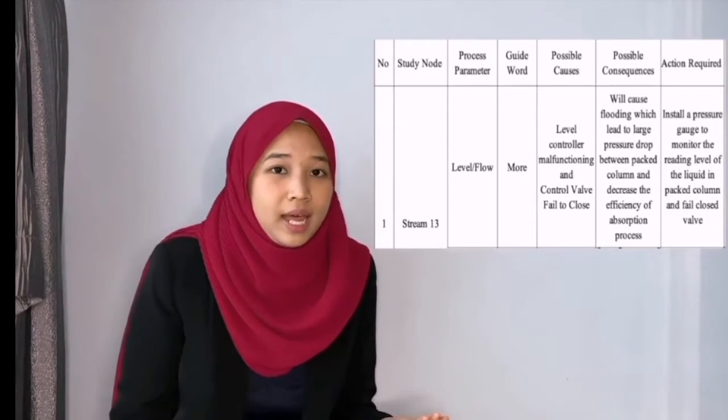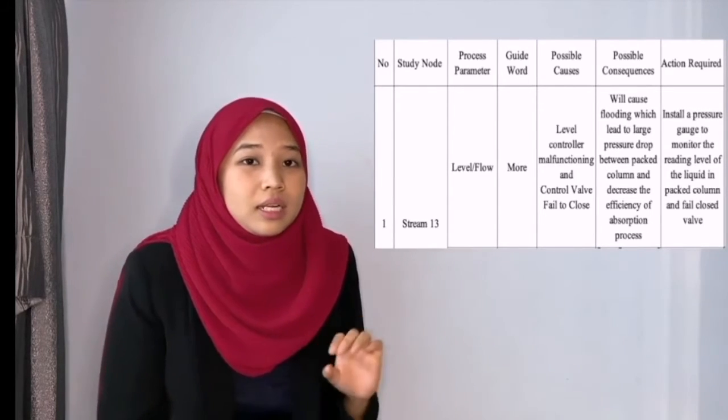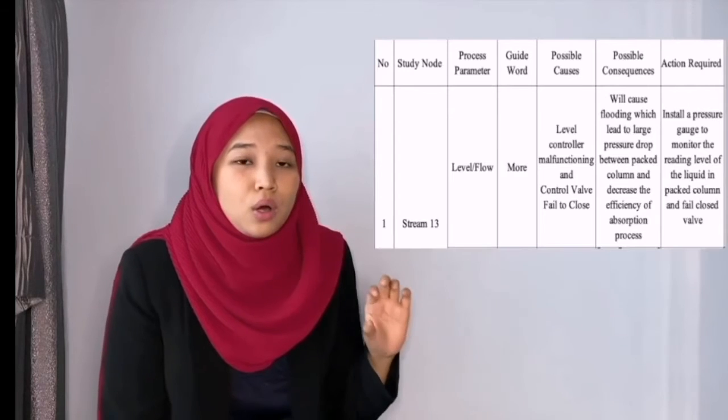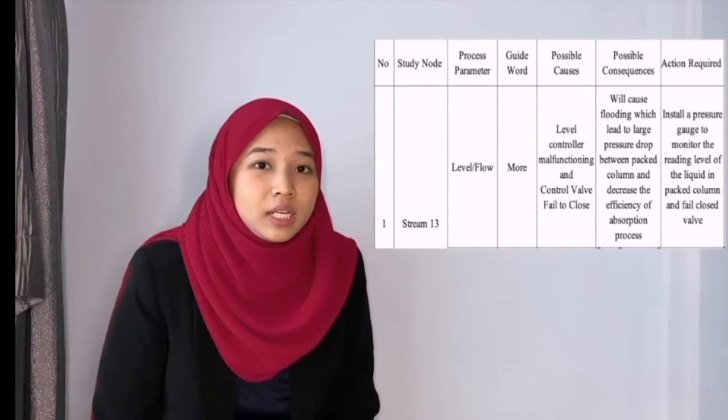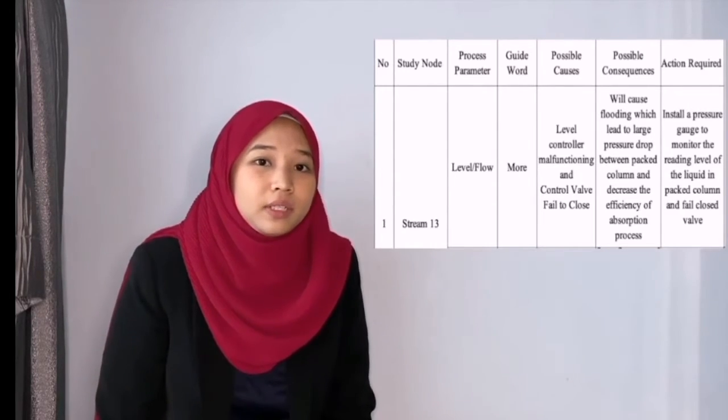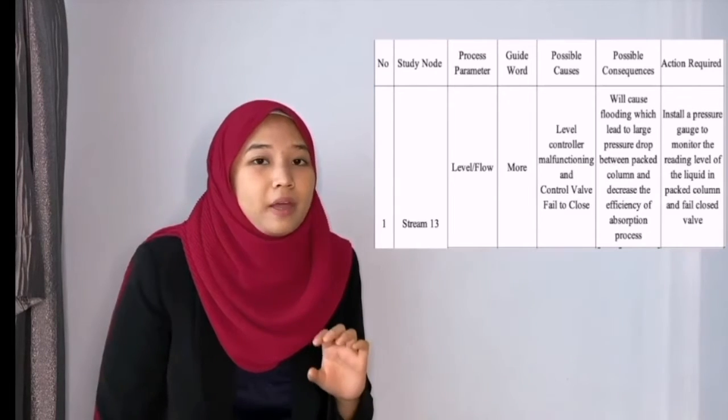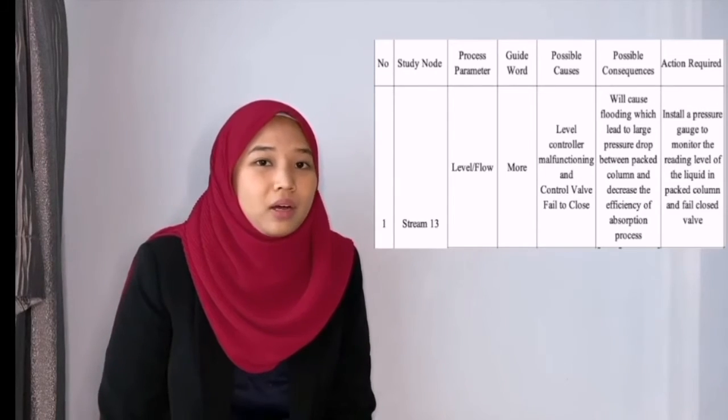How do we mitigate the hazard? We can install a level controller, or we can install a pressure gauge which can monitor the level of DMF in the pack column. So that's all from me.